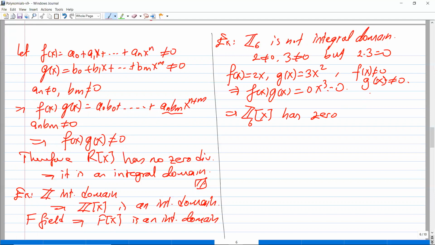Oops. Time's up. Z6 has zero divisors, so that it is not an integral domain. So this is the end of this lecture. I will continue later.